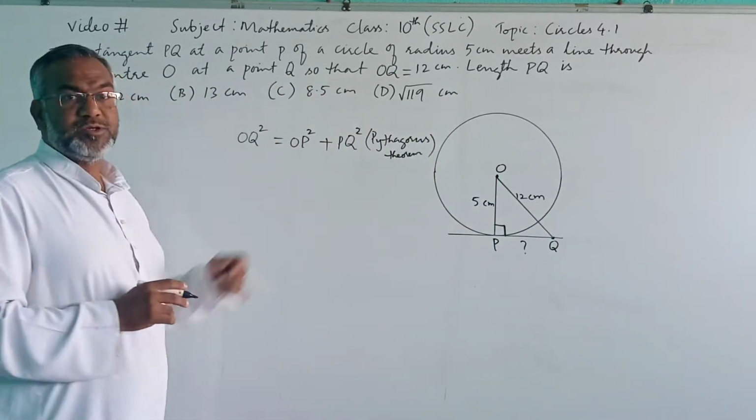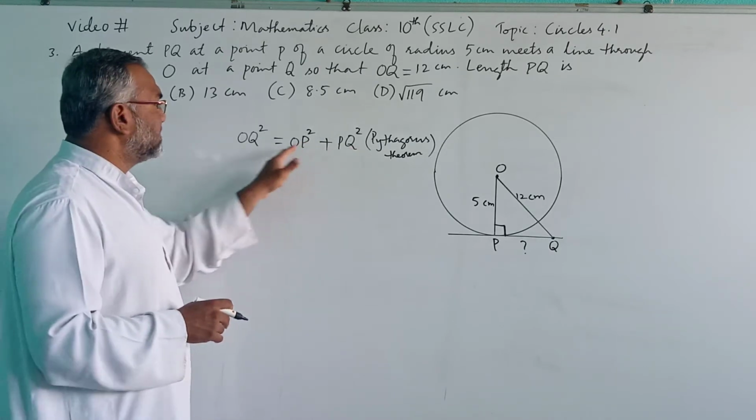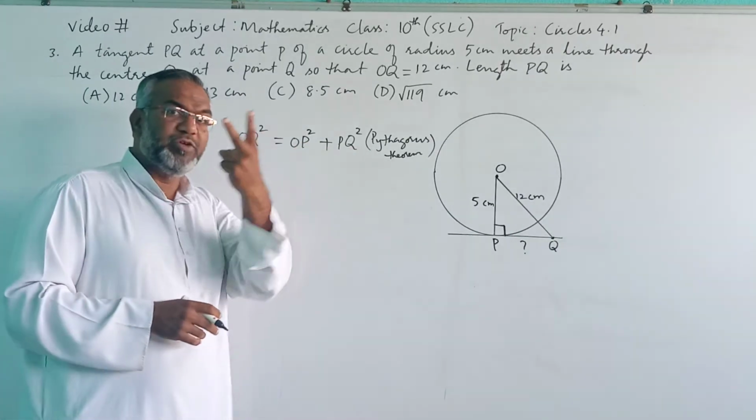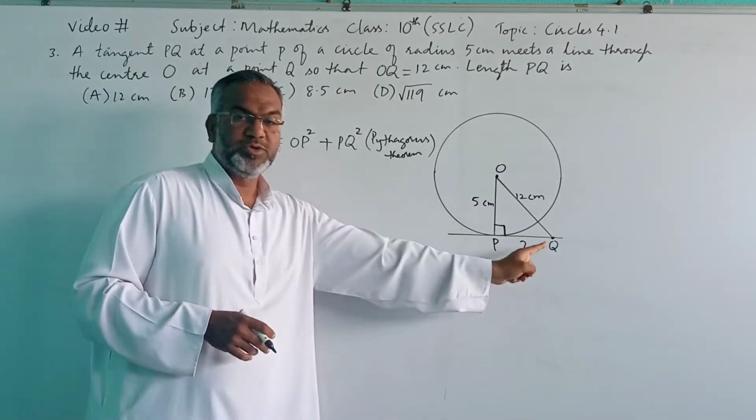Now, substitute the values. Three sides are there. It's an equation. Three quantities are given, and out of the three, two we know. We know OP, that is 5. We know OQ, that is 12.